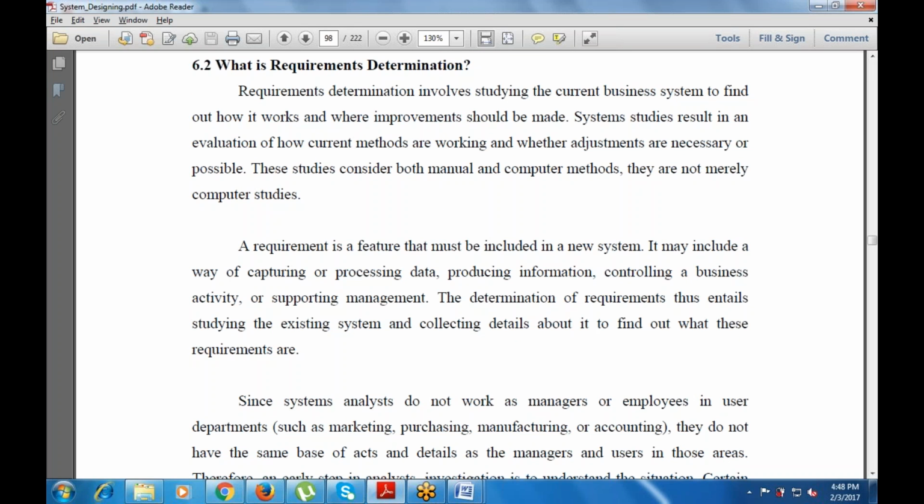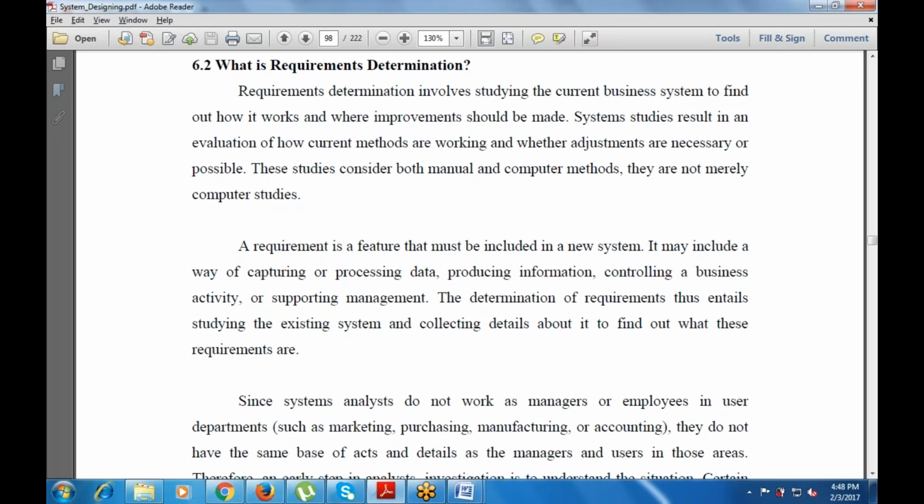Now, can anyone tell me what a requirement is? Yes, very good. What we need from the system, or we can say what output we expect from the system.